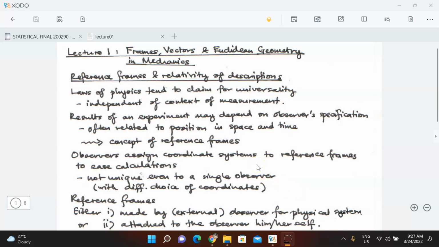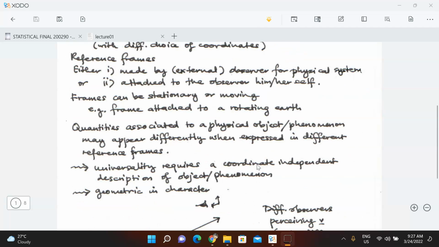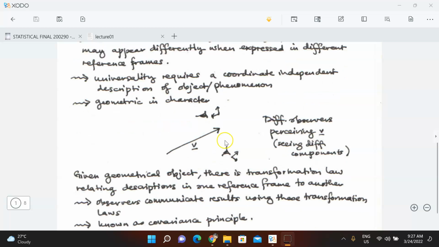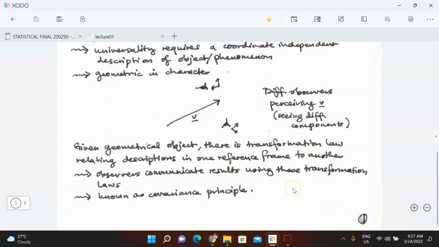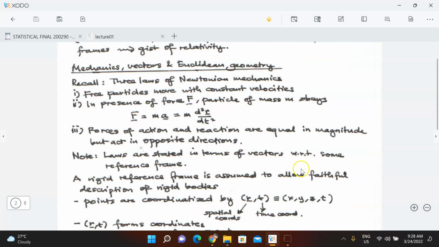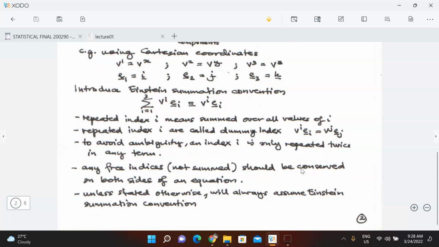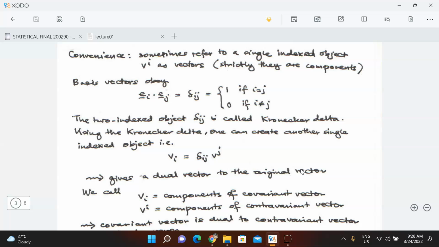So we have gone through some parts of lecture one, and I think we've come to the point of introducing vectors and the basis vectors, and then we also introduce Einstein's summation convention, and there are some rules. Essentially, we mentioned that a repeated index should not appear more than twice, and also we have the idea of a free index, which must be conserved on both sides of the equation. Okay. So this is where we stopped yesterday.